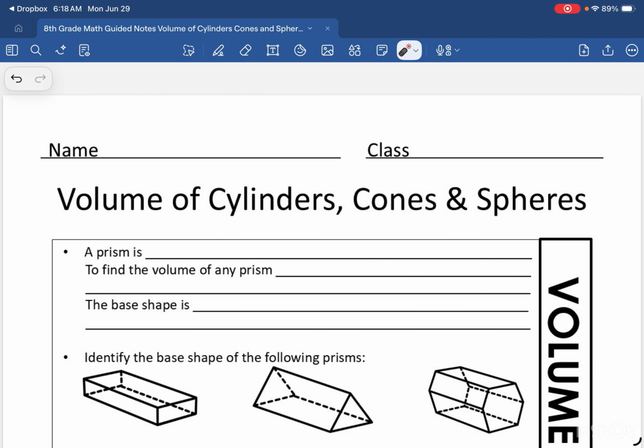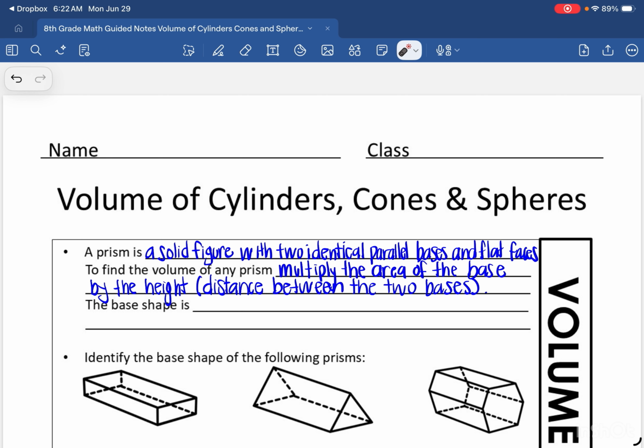Now we're going to review how to calculate the volume of prisms. Recall that a prism is a solid figure with two identical parallel bases and flat faces. To find the volume of any prism, you multiply the area of the base by the height or the distance between the two bases. The base shape is the shape that has a parallel and congruent face.